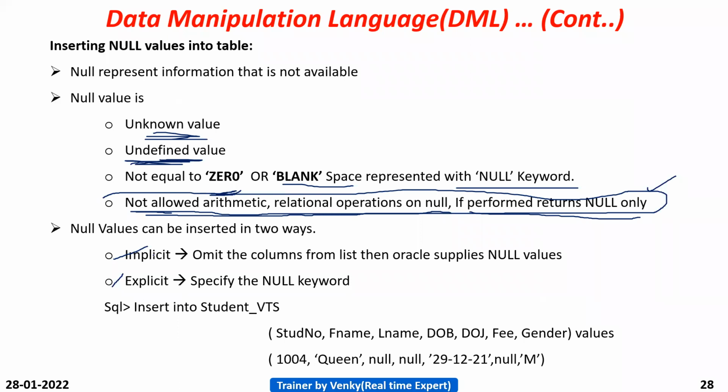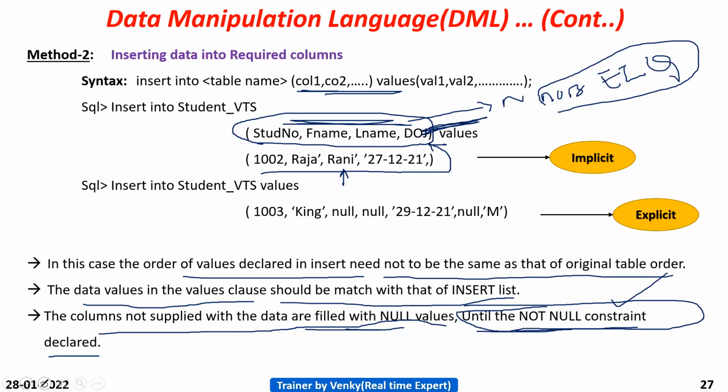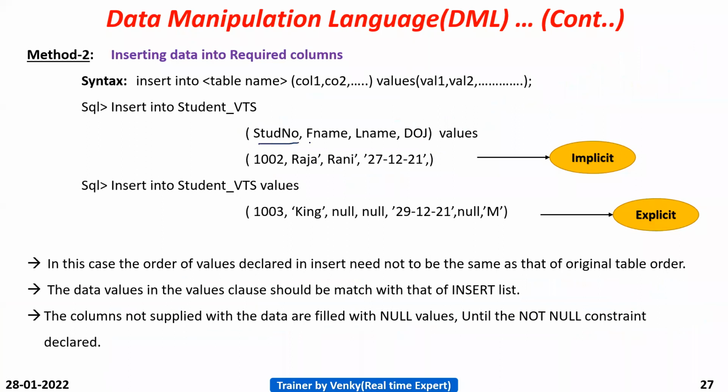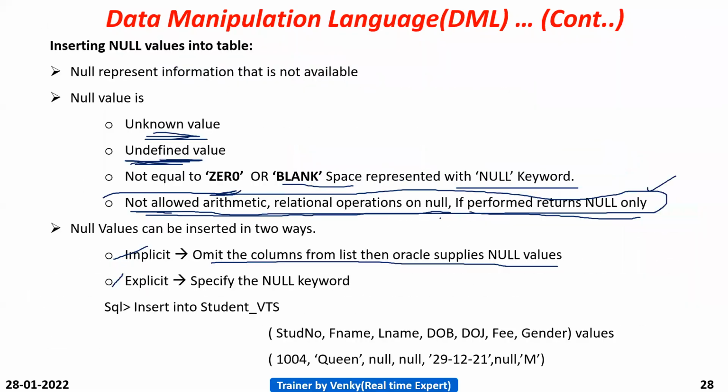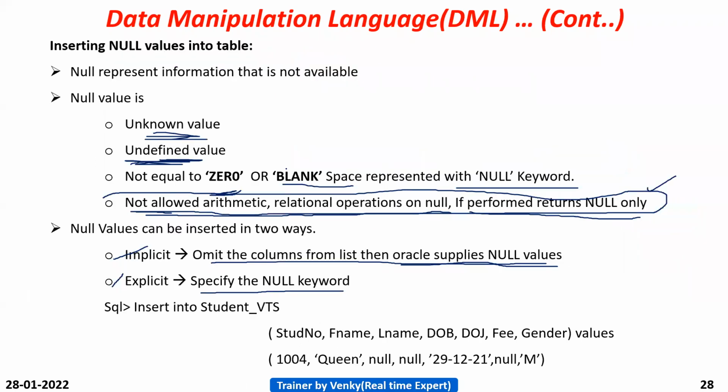Okay. So in implicit null, I omit the column names from the list and Oracle supplies null values. Here, if you omit the columns, I said Oracle server automatically inserts the null values. So here we are supplying the data, but the null values Oracle server will supply. Next, explicitly specify the null keyword. So we are specifying the null keyword to insert the data explicitly, an explicit null value. Next, let's see how we need to provide the null keyword.